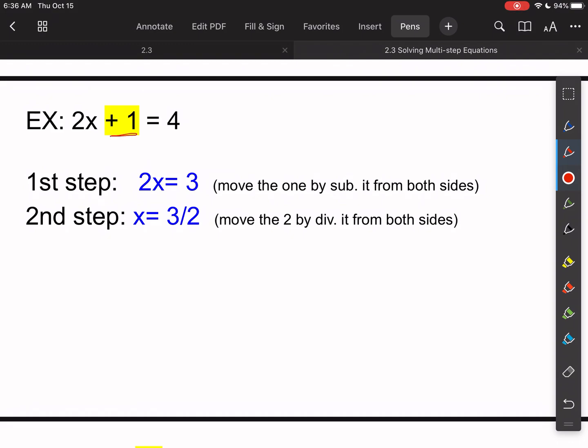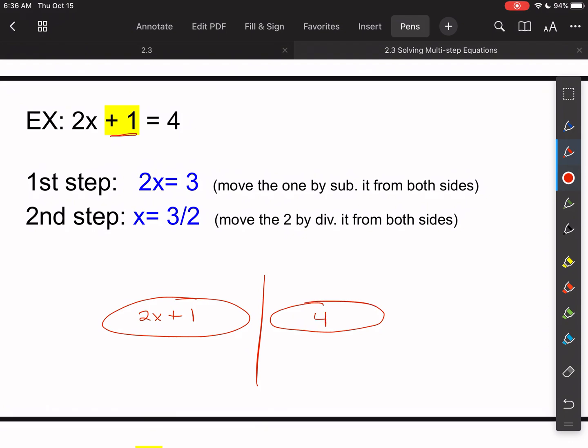Notice that if we had 2x plus 1, think about it on a scale. We have 2x plus 1 on one side of the scale, and on the other side, it's balanced right now, we have a 4. If we do something to this side, like get rid of that 1 by subtracting 1, notice how the scale would then be imbalanced if we didn't also get rid of 1 on this side.